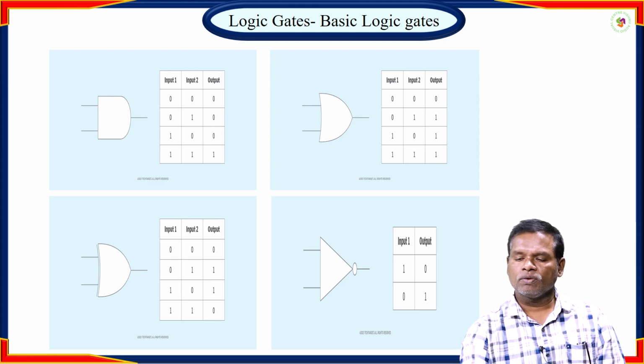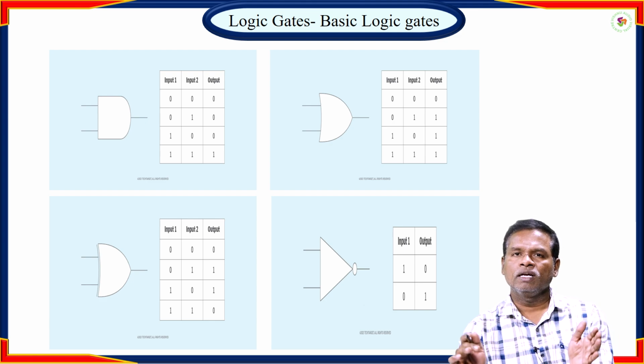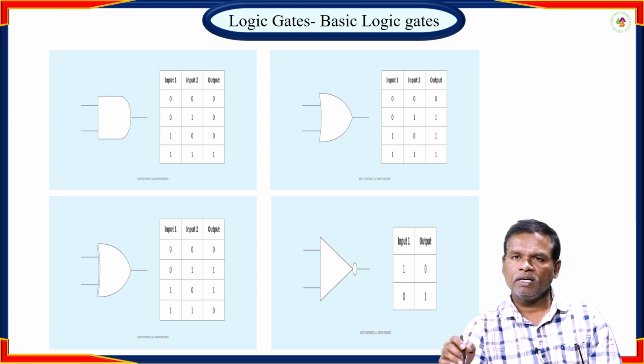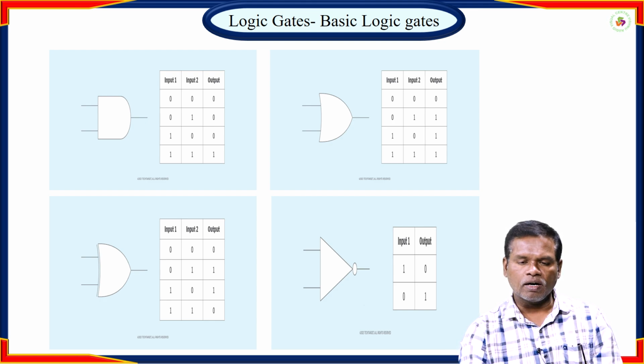Here, the output will be the complement of the input. When we give input as 1, we get output 0, and when we give input as 0, we get output as 1. So this is about the NOT gate. Whatever input is applied gets complemented and is available at the output of the gate. That is the nature of the NOT gate.